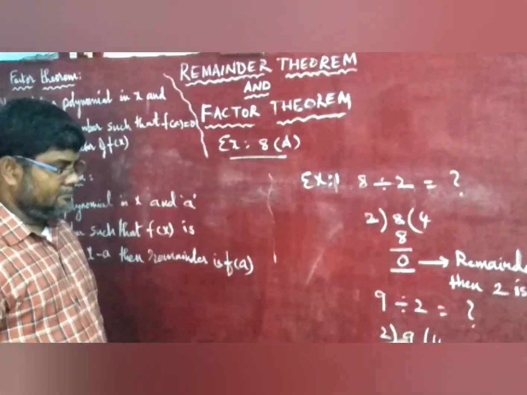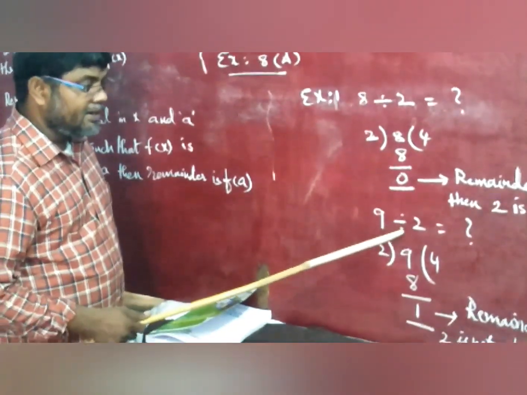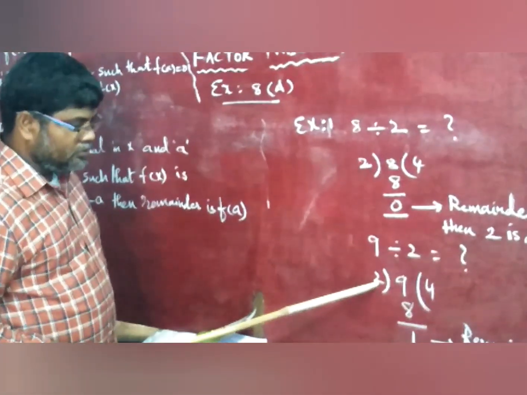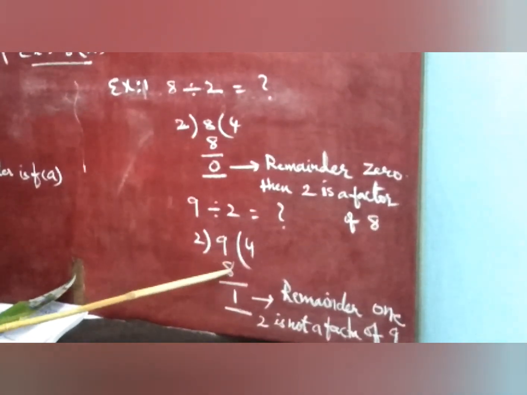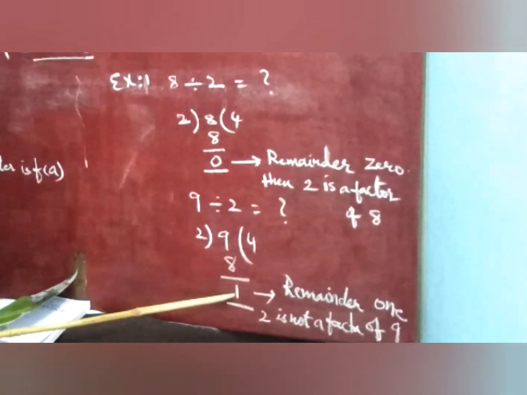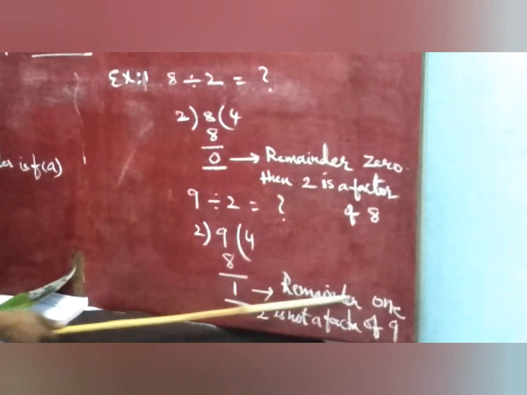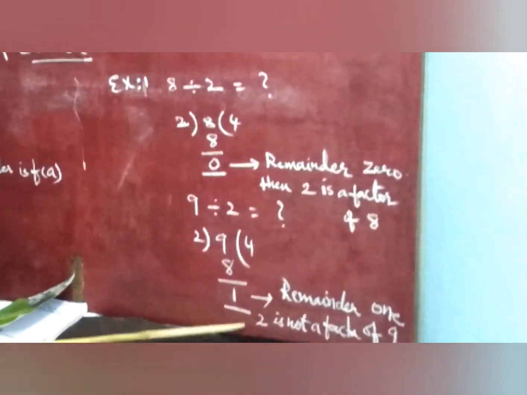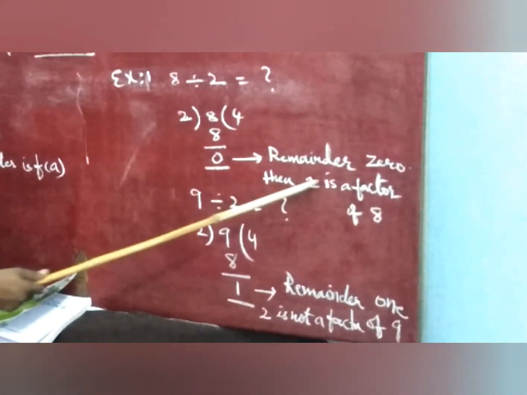Now, to understand the remainder theorem, 9 divided by 2. 2 goes 4 times. So, from 9 we subtract 8 and we get 1 as remainder. So, the remainder is 1. Therefore, 2 is not a factor of 9. Here, 2 is a factor.